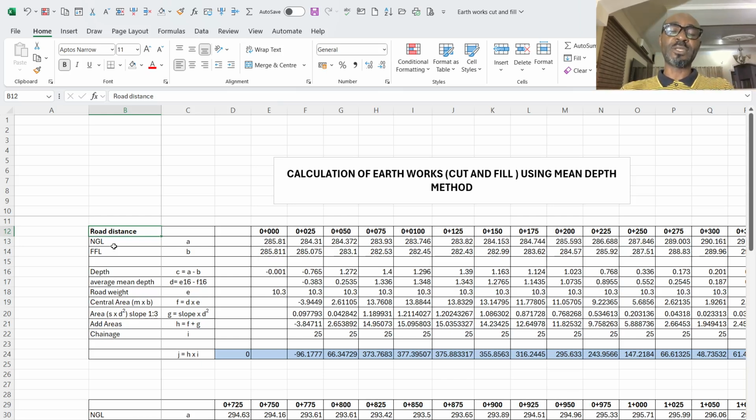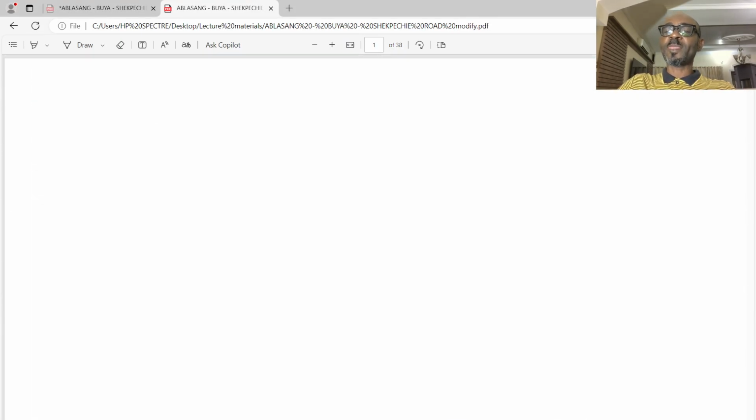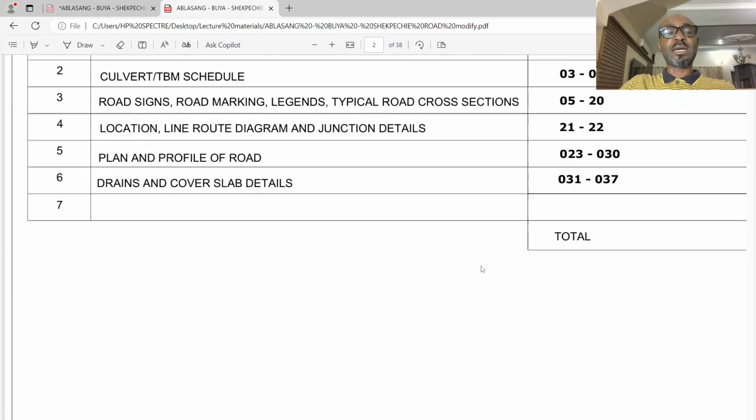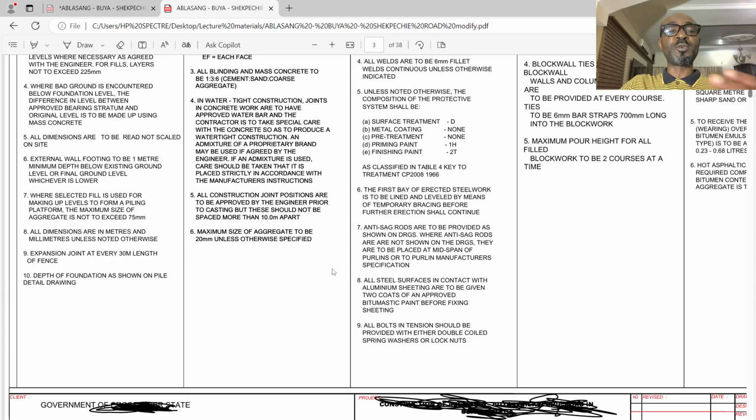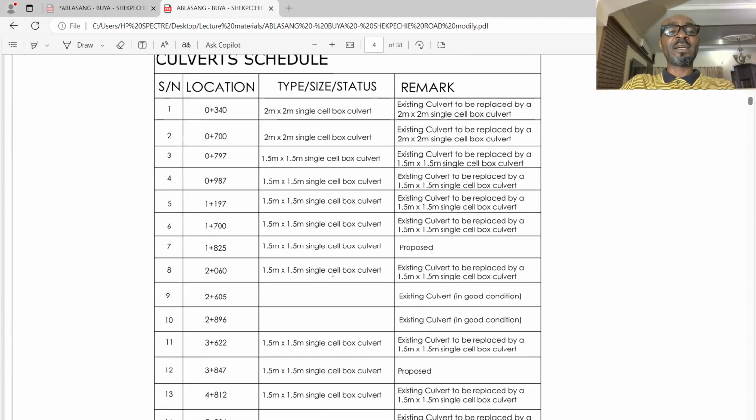So having said this, let us quickly run to the design for us to get the brief before we get back to my spreadsheet. As you can see, I have a design for a 6 kilometer road, and these are the typical pieces of information that the designer will provide.